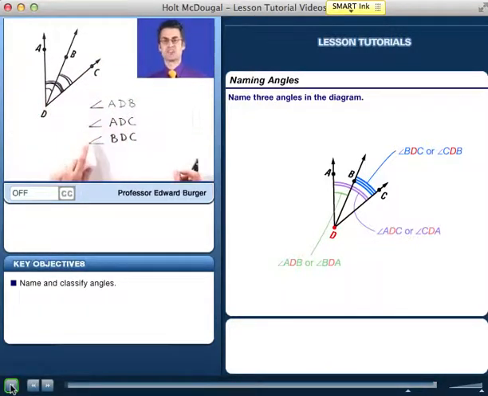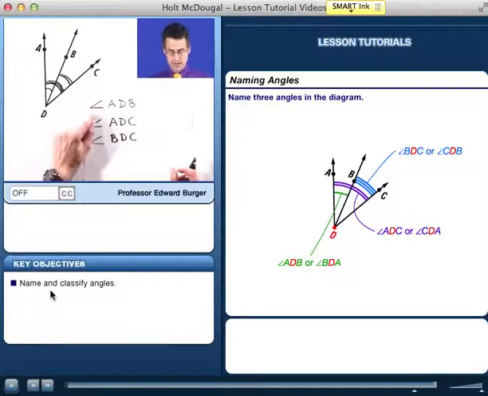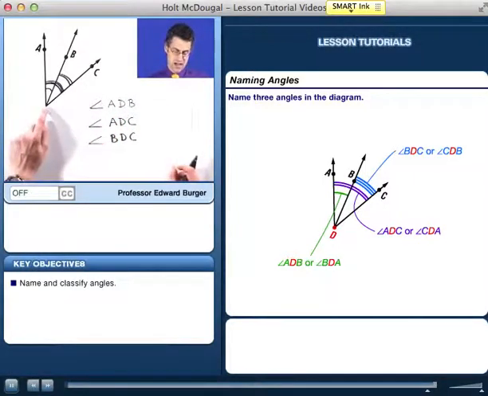So actually, naming angles is not a big deal. We use the little naming symbol like this, angle, and then remember that that center letter represents that common endpoint.